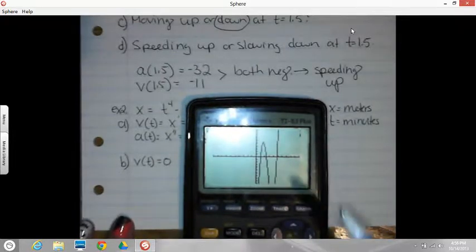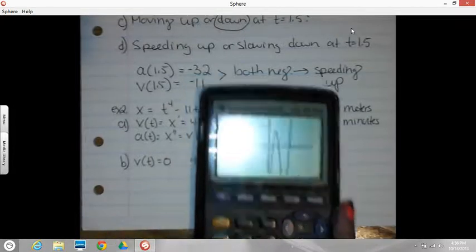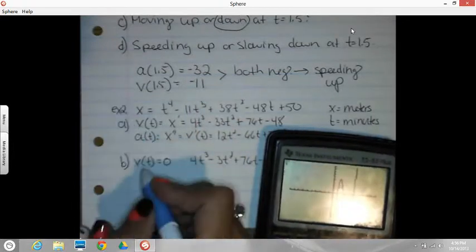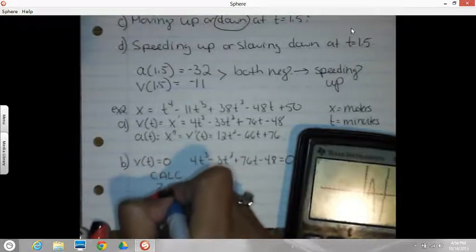There they are. I knew there was going to be 3 of them because it was a cubic. So now you just have to use the calculator. It looks like 1, then one between 2 and 3. We just have to find those, and those are your zeros. So you're going to go to second calc, and I'll write that on the note so you remember. Calc, zeros.